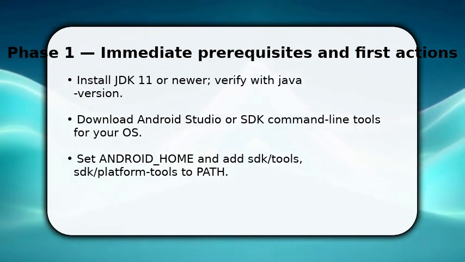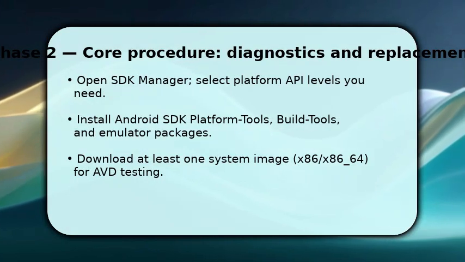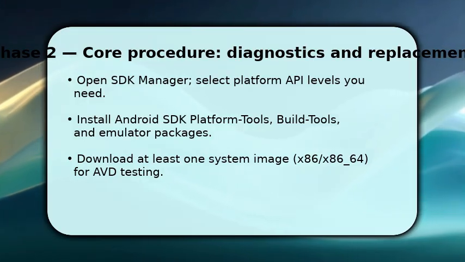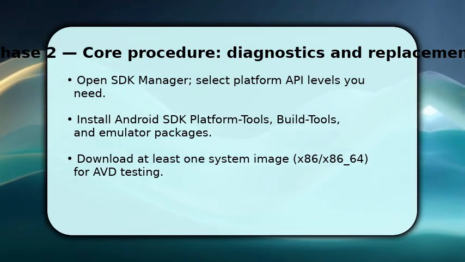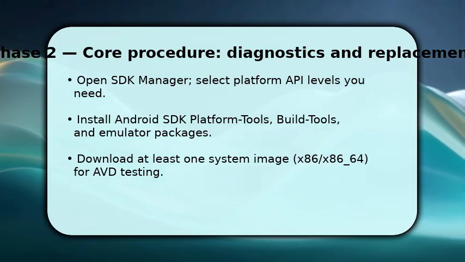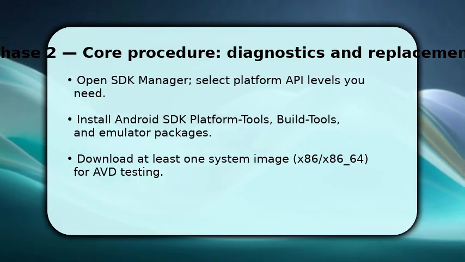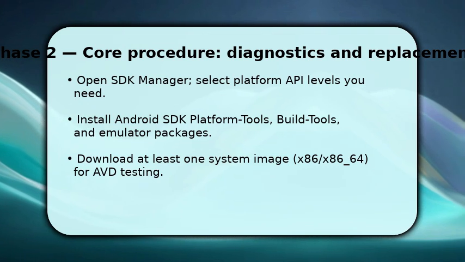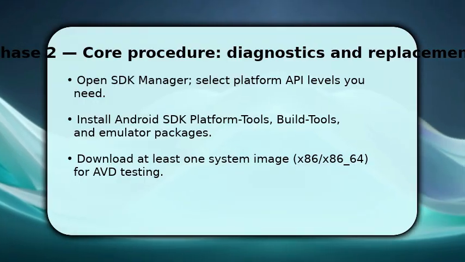Next, use SDK Manager to install the core components you will actually build against. Pick the API levels required by your project, then install platform tools, build tools, and the emulator. Make sure to download an x86 or x86-64 system image for faster emulation on Intel or AMD hardware. Also accept licenses via sdkmanager --licenses if prompted. Without accepting those, you cannot complete installs. These middle steps ensure your toolchain, compilers, and virtual devices match the apps.